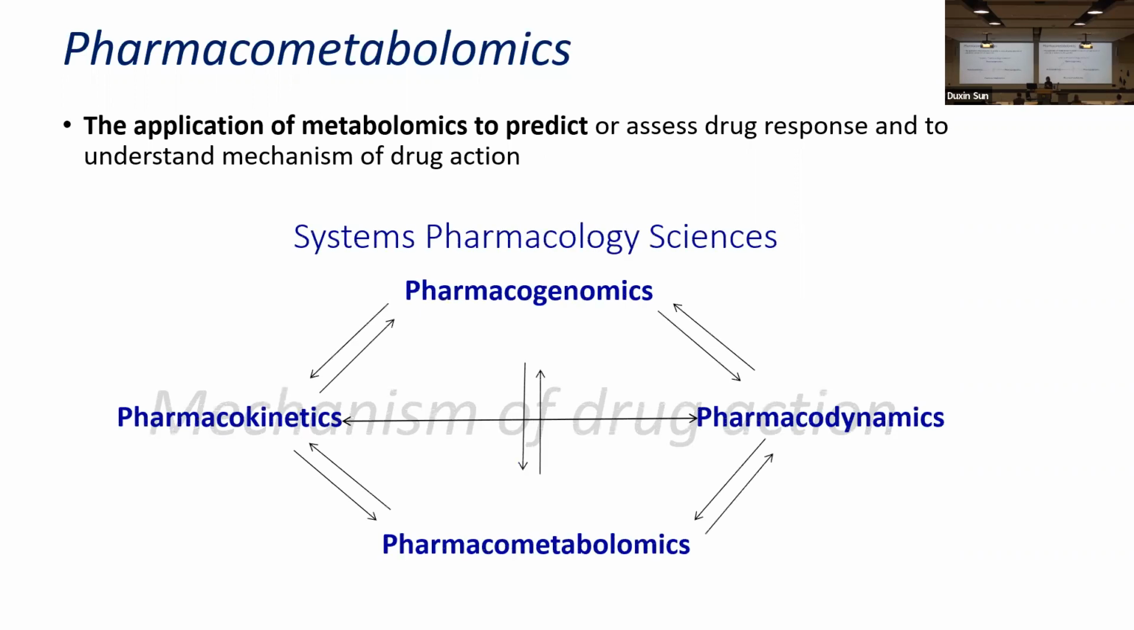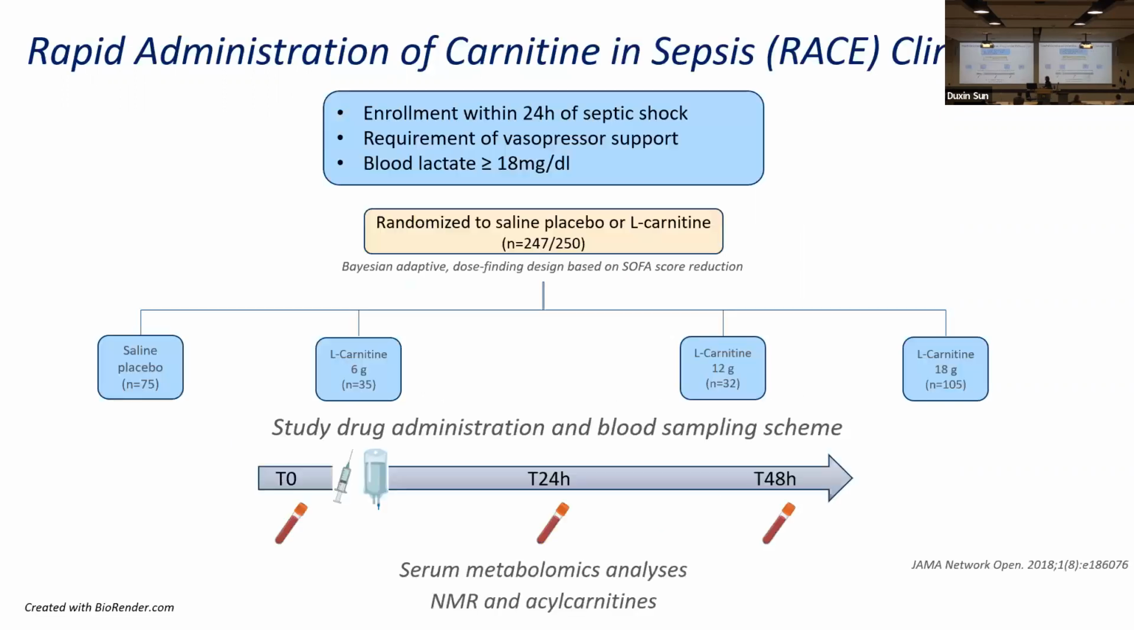response. And in that, we think it's an important partner with other systems pharmacology like pharmacogenomics, PK, and PD, so that it could really be informative of mechanism of drug action, but also differentiating different types of response across patients.